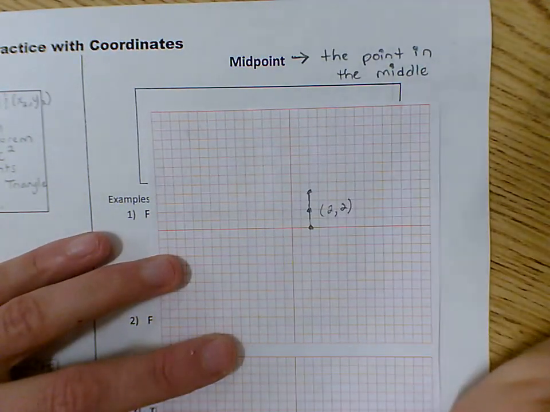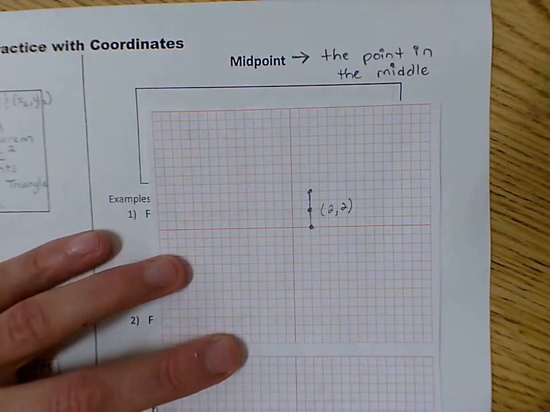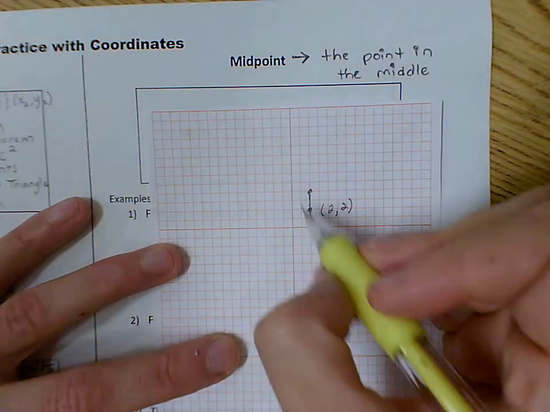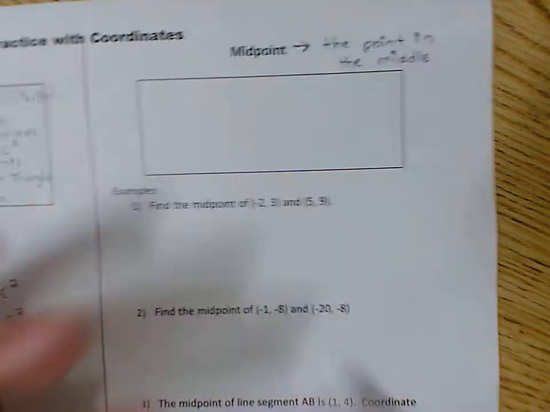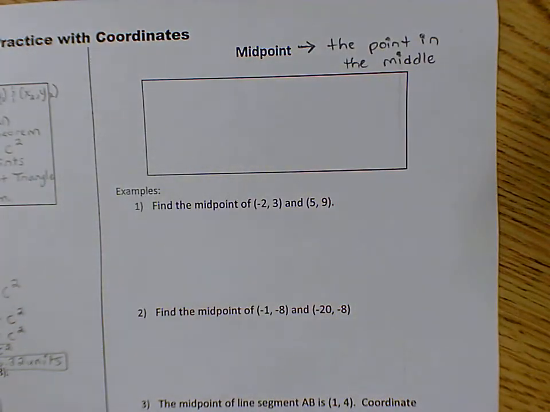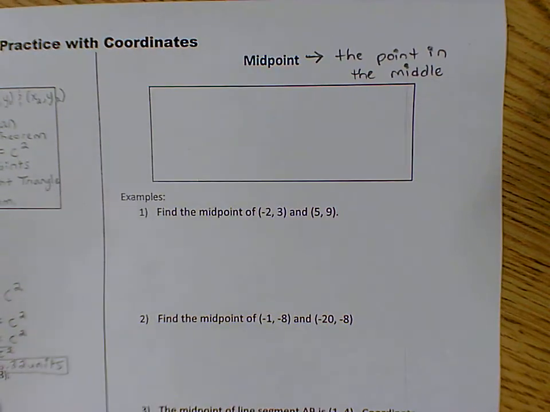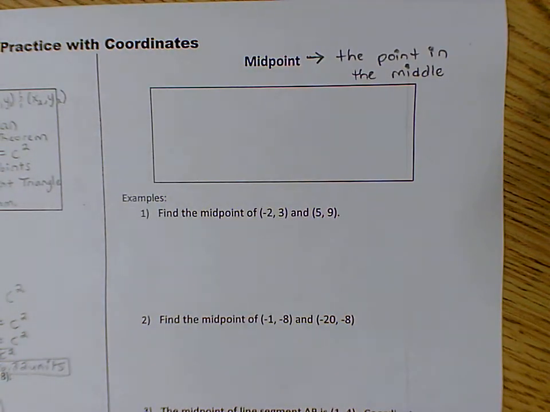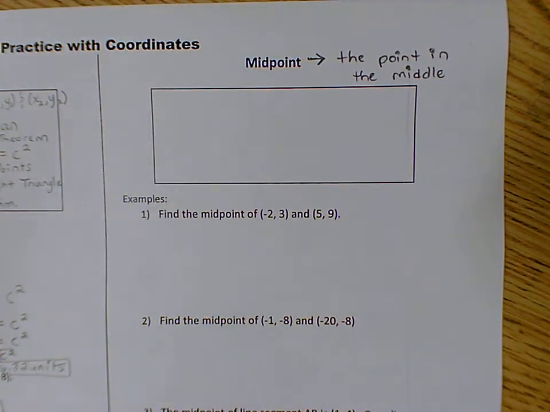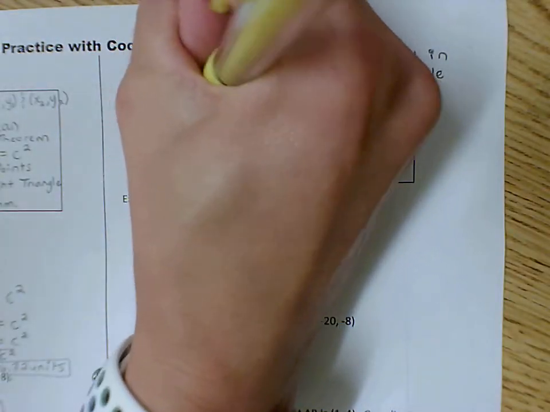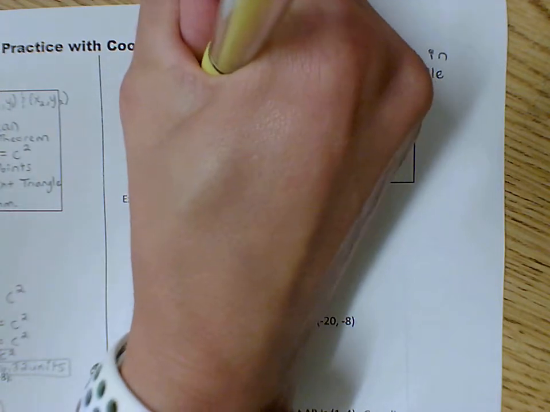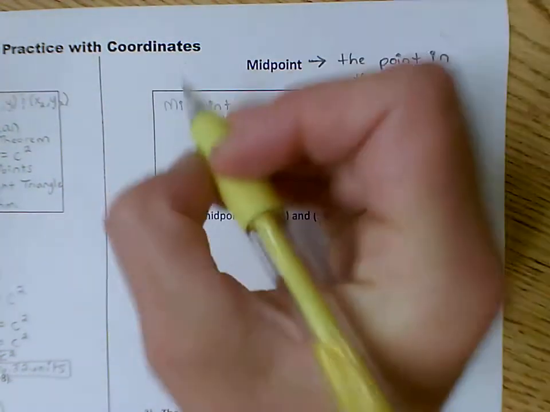Okay, so for problems like that, the midpoint is not so hard to find, because you can just look at it and figure it out. What we're going to be doing is, what if they give you coordinates and it's a little harder to find the midpoint? Well, there's 2 ways you can think of it. There is a formula, so you can use the formula.